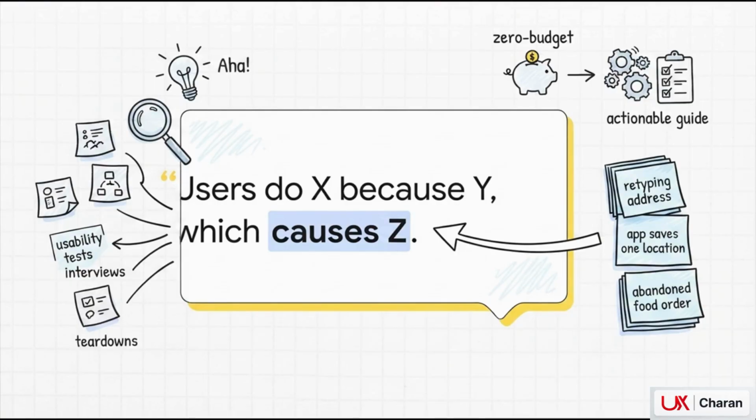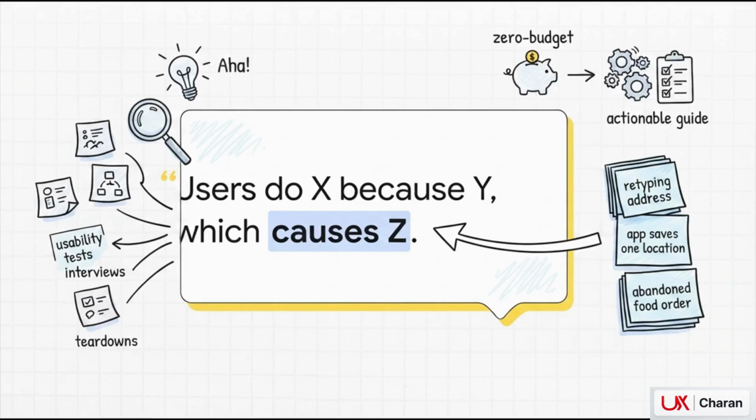The very best way to synthesize all your data is to write every single observation on its own sticky note, one single fact per note. Then you group similar notes together in a process called affinity mapping. A pro tip here, do not name the groups until after you've clustered the notes. Otherwise, you're just going to force data into preconceived boxes.